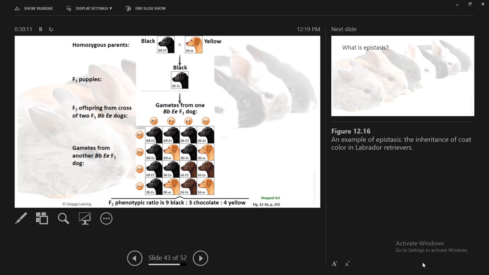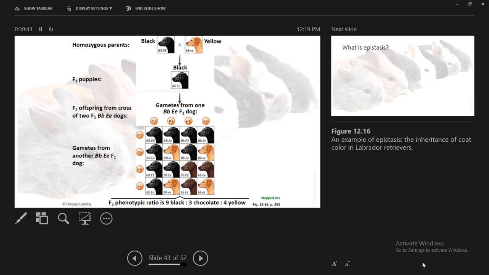But here we have 3 out of the 16 offspring that are brown. And you have to have 2 lowercase b's to get that brown pigment, because lowercase b is brown and it's recessive to capital B, which is the black pigment. But you also need to have at least 1 capital E that allows you to deposit that pigment. Otherwise, if you look at this, it should be brown, right? 2 lowercase b's, this should be a chocolate Labrador.